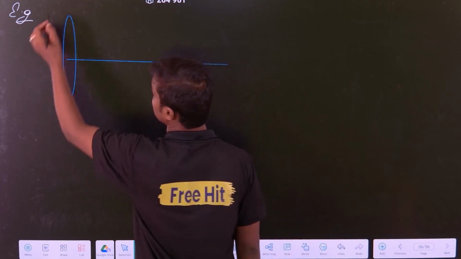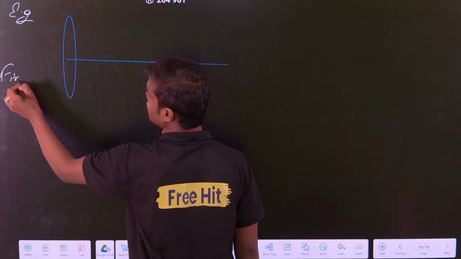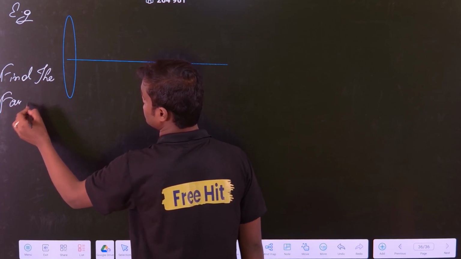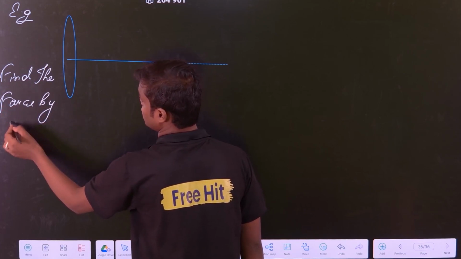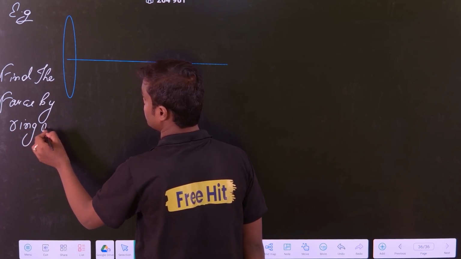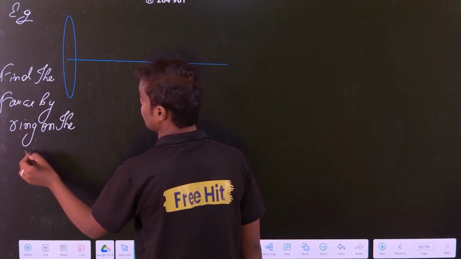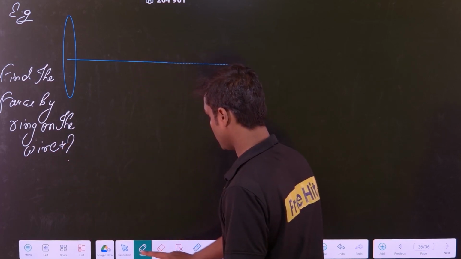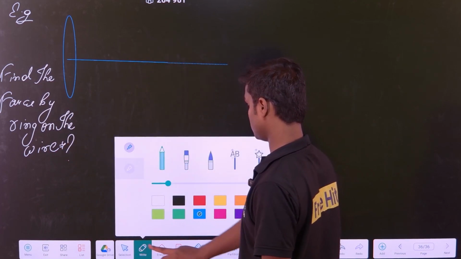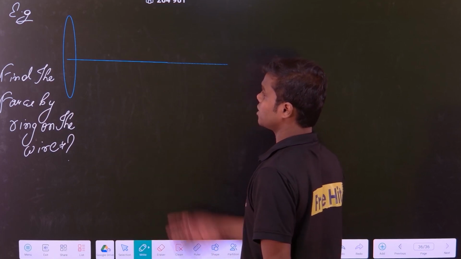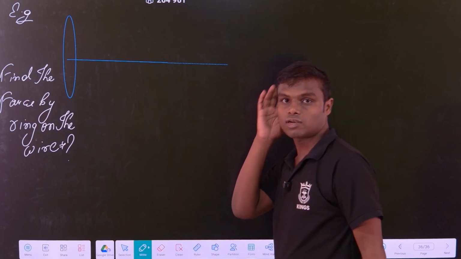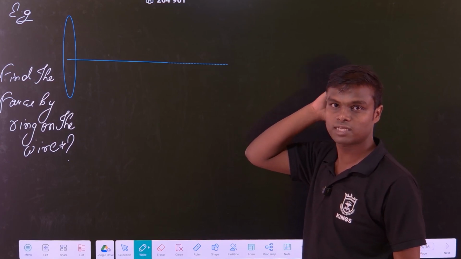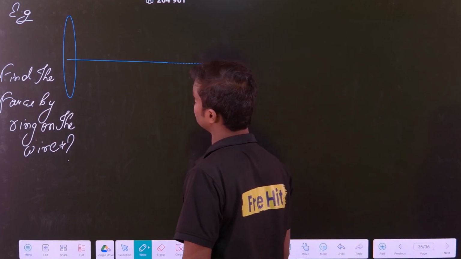Now the question is: find the force by the ring on the wire. So what are we going to do for calculating this? See, we cannot directly apply the formula. Why? Because it is not a point charge, so we cannot apply the formula here, that is sure. So what we have to do, we have to break it into a small element. So how to break it into a small element?